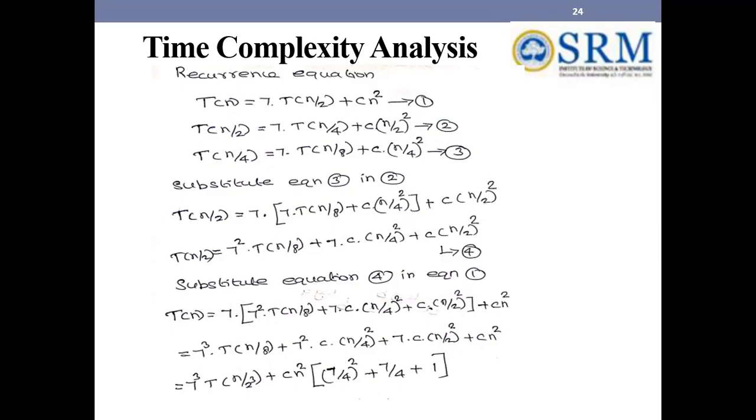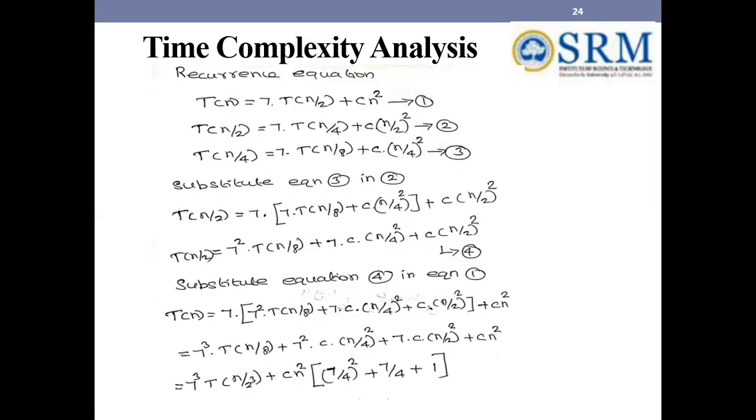That is the divide and conquer approach. In the first iteration n is the input, in the second iteration n by 2 is the input, and in the third iteration n by 4 is the input. So substitute equation 3 in 2, and after finding T of n by 2, substitute its value in equation 1. Finally we get T of n is equal to 7 power 3 T of n by 2 power 3 plus C n square into some constant value.